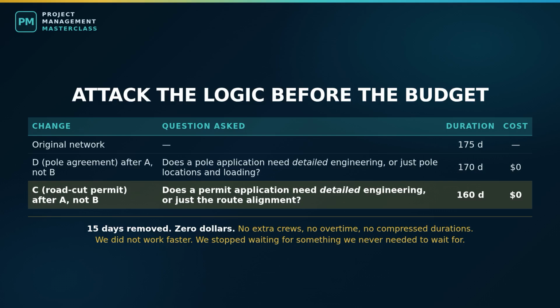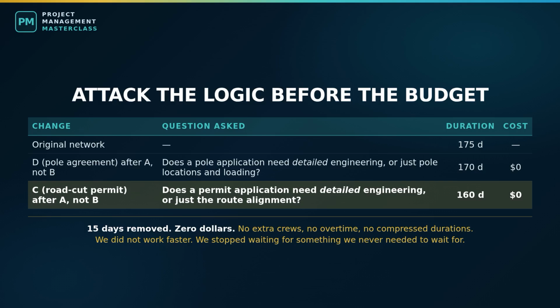Start with the thing nobody starts with. Interrogate your logic. Remember discretionary dependencies? On our network, both the road cut permit and the pole attachment agreement wait on activity B, detailed engineering, 15 days of it. Ask the honest question. Does a pole attachment application actually require completed detailed engineering? No. It requires pole locations and loading data, which come out of the high-level route design, activity A. Somebody sequenced it after detailed engineering because that is the tidy order, not because it was required.